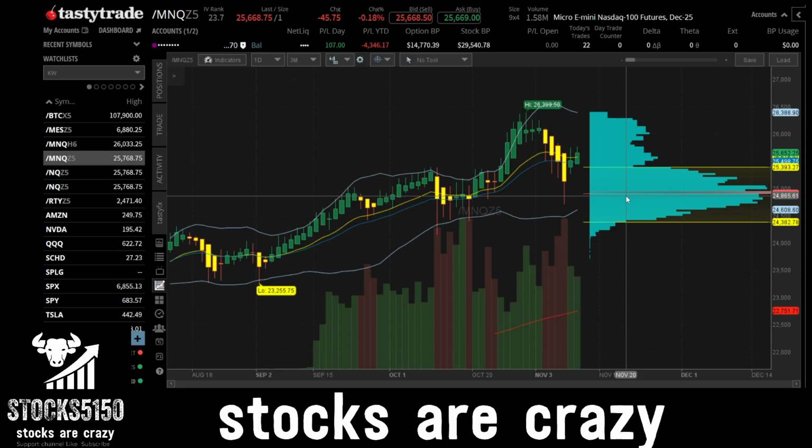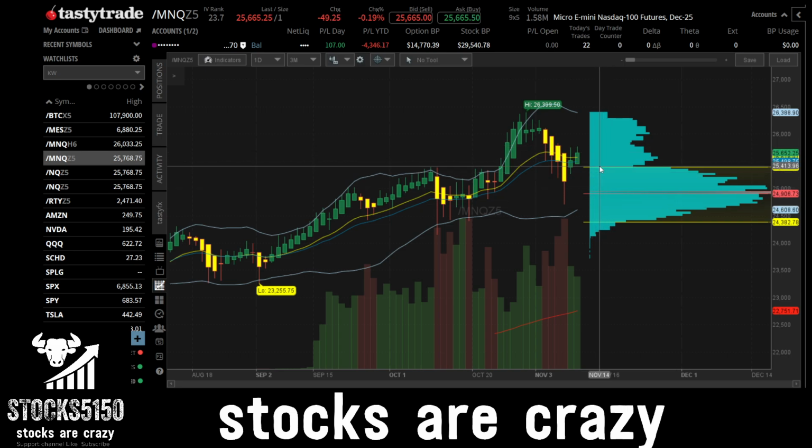The point of control is the price level where it trades the most. Point of control is where the price more than likely will come back to. You see here, the highest amount of people bought at this price right here, 24,906. Right now you see we had 25,667. So look out below, right?